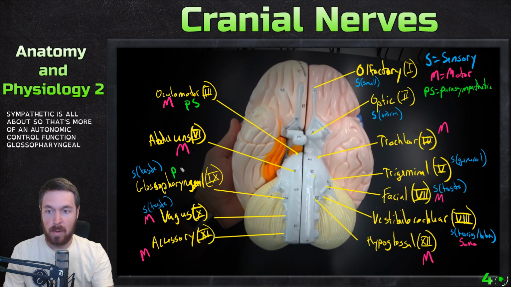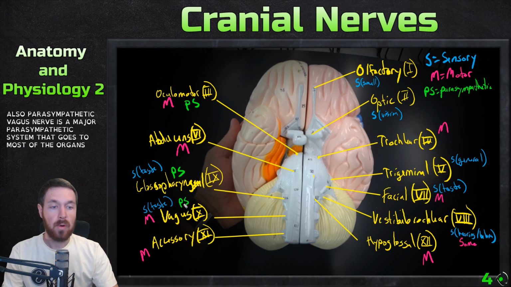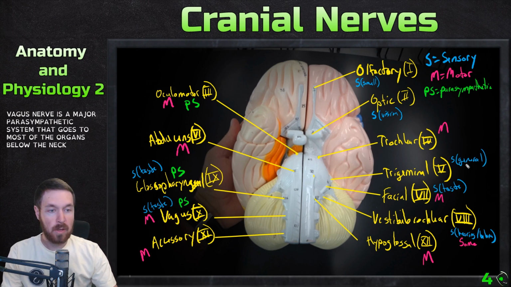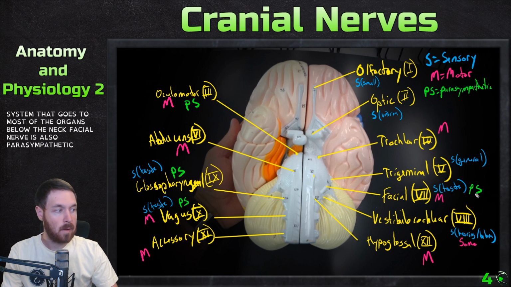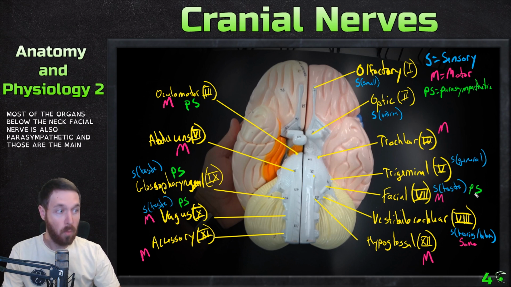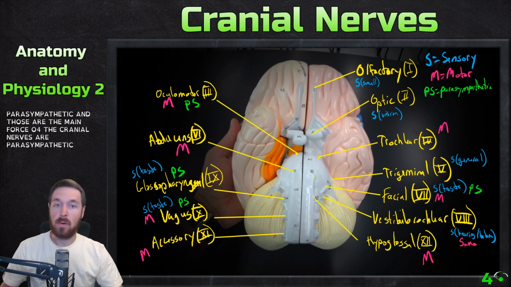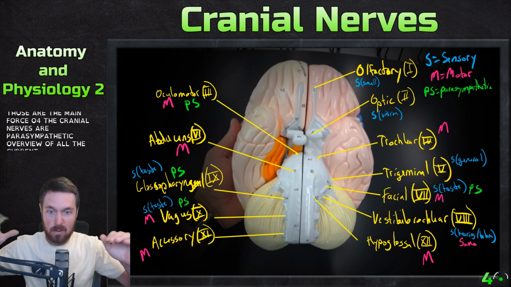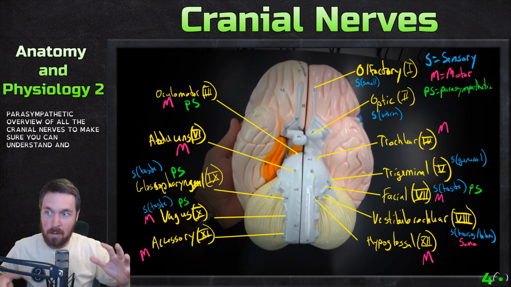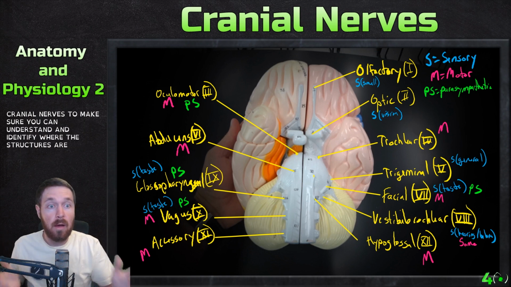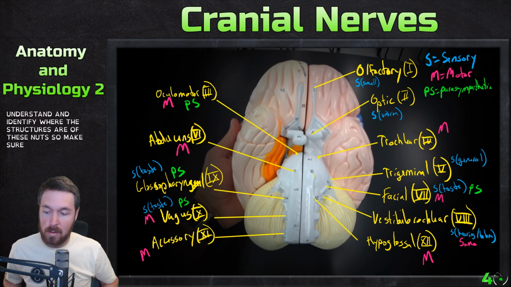Glossopharyngeal, also parasympathetic. Vagus nerve is a major parasympathetic system that goes to most of the organs below the neck. Facial nerve is also parasympathetic, and those are the main 4. So 4 of the cranial nerves are parasympathetic. Okay, so that is the overview of all the cranial nerves. So make sure you can understand and identify where the structures are of these nerves. So make sure you get those down.